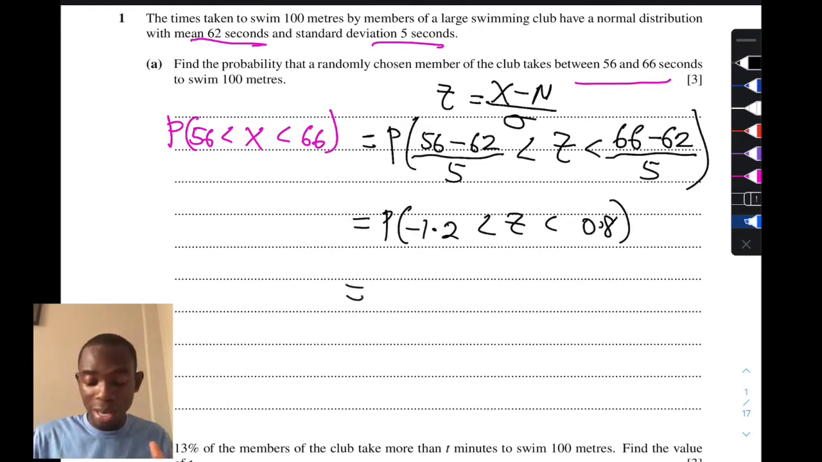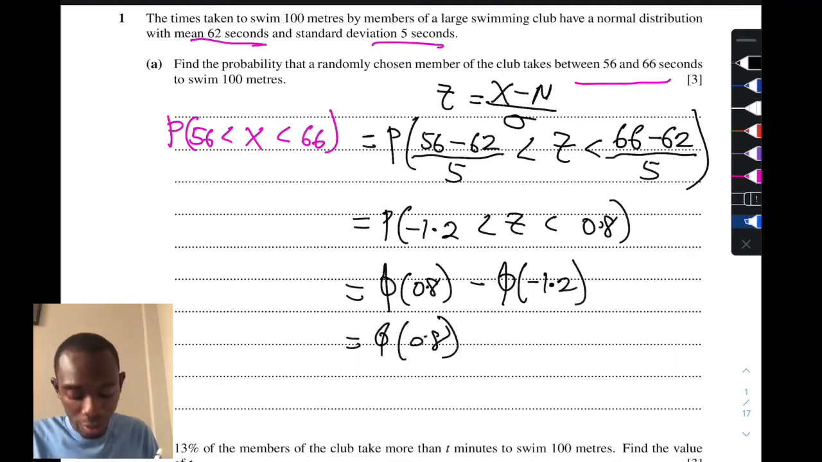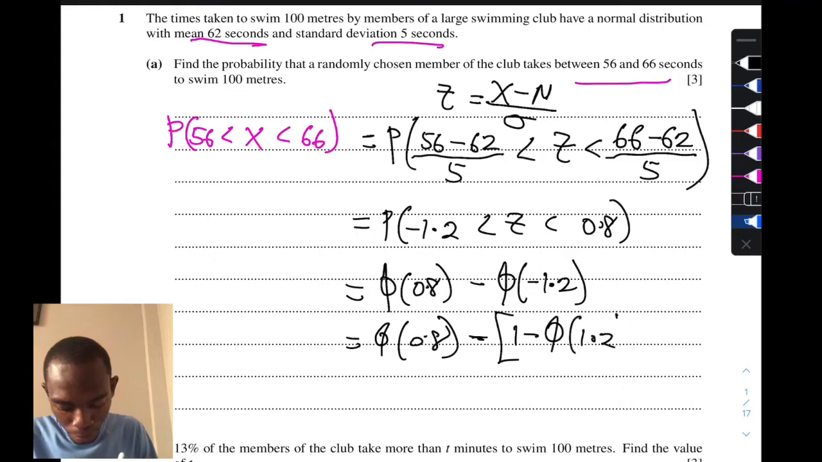Okay, now whenever you are working something like this, there is a rule I need you to keep in mind. Take phi of the positive number minus phi of the negative number. Okay, always the bigger one minus the smaller one. Therefore phi of 0.8 minus phi of the smaller number, which is negative 1.2. Now there's one thing I need to tell you. The phi of a negative number also means 1 minus phi of the positive of the same thing. Okay, so you have minus, in brackets, 1 minus phi of 1.2.